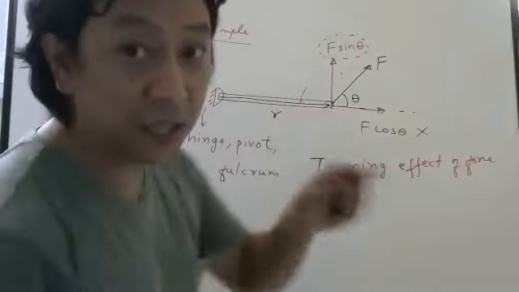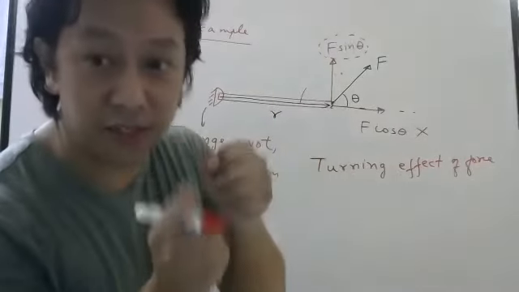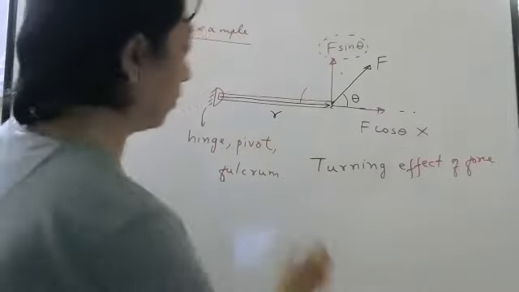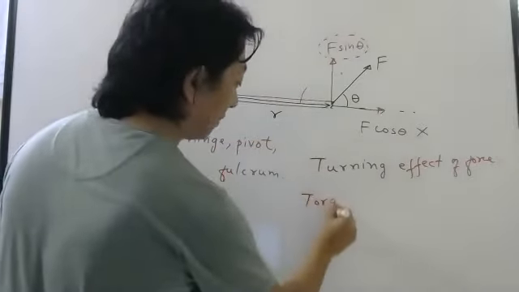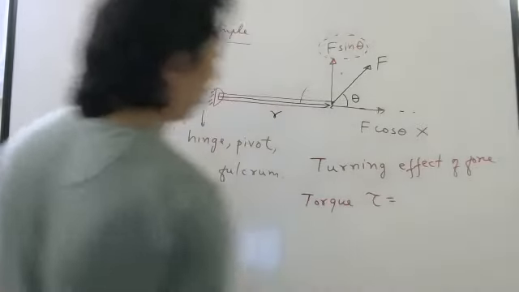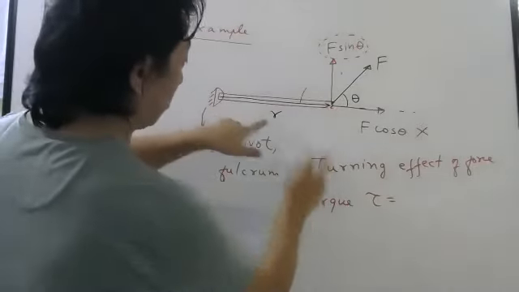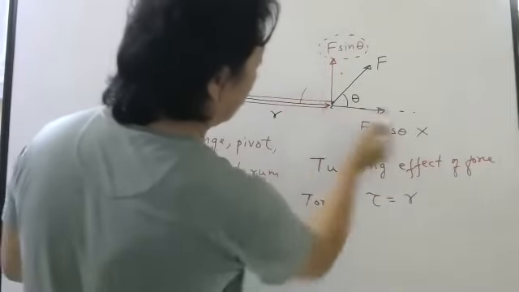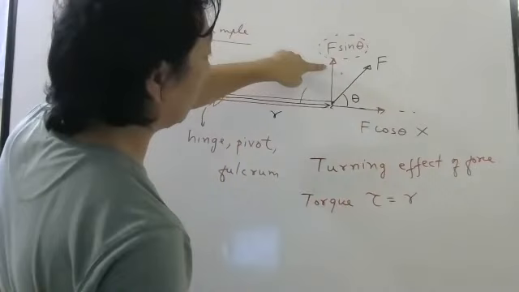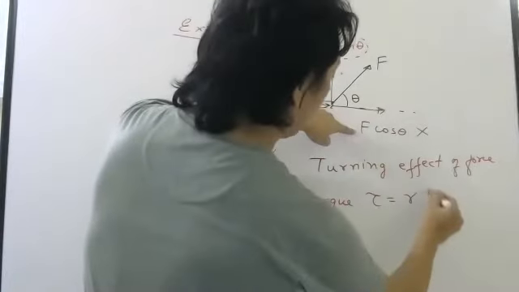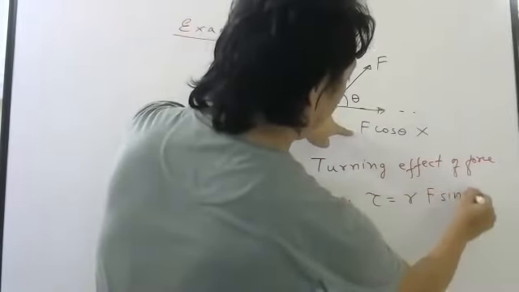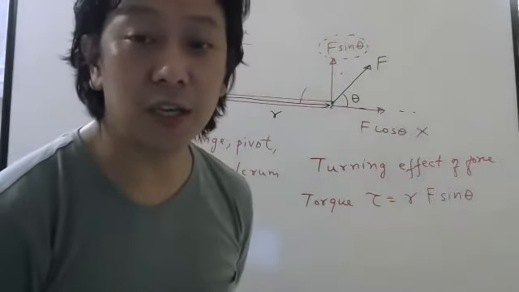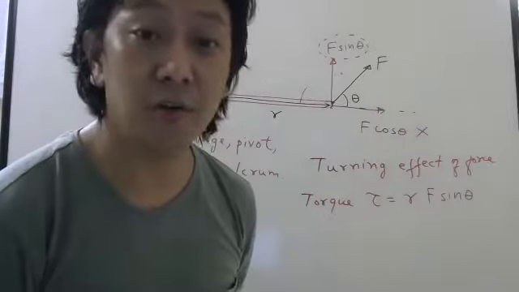A force can turn a body like this. And the turning effect of force is called torque. In that torque, we write this distance because this distance plays the role. And I should write this component, obviously, because the other is useless. So F sine theta. So this is what we call torque. Another name for torque is moment of force.